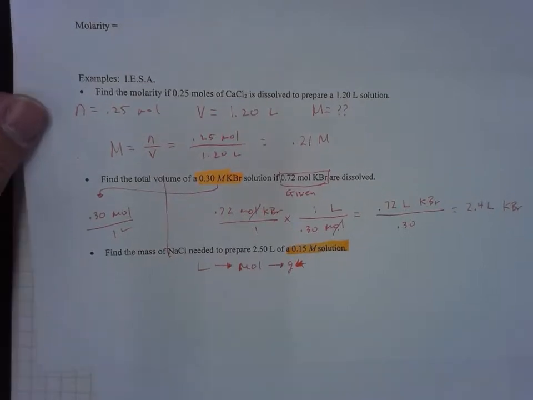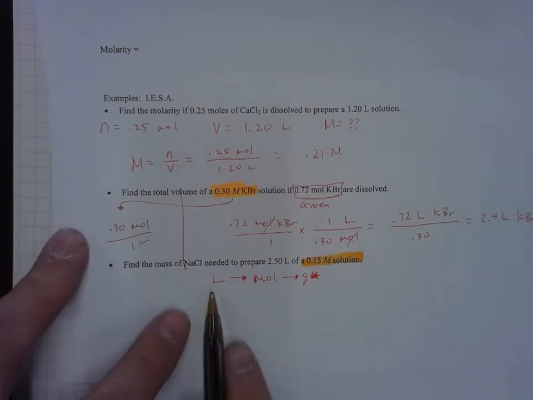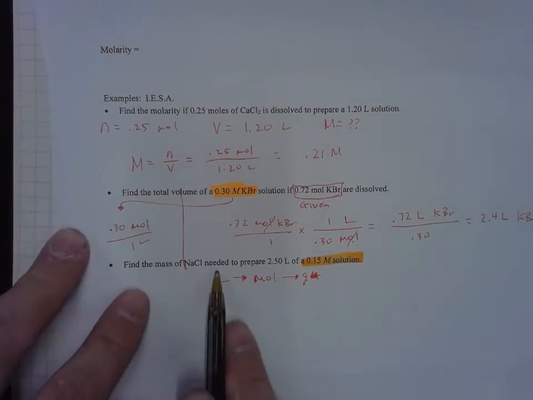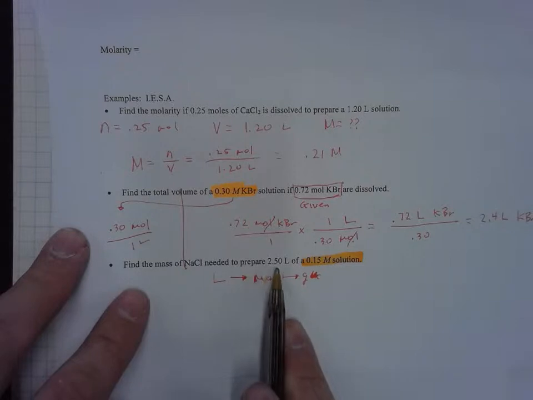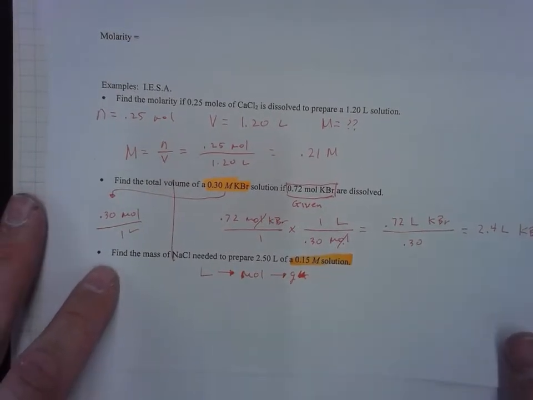Okie dokie, this is Notes 9.2 Part 2. Let's pick up where we left off here. We have: find the mass of NaCl needed to prepare 2.5 liters of a 0.15 molar solution. Boy, that's a lot of stuff to think about.